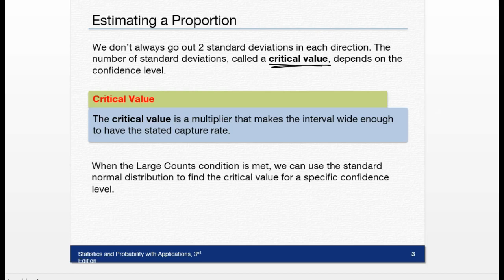So we want 90% of our intervals to match. That has to have a certain critical value. 95 has a different one. 99 has a different one. When the large counts condition is met, we can use the standard normal distribution to find the critical value for a specific level. Okay, and I'll show you how to do that.